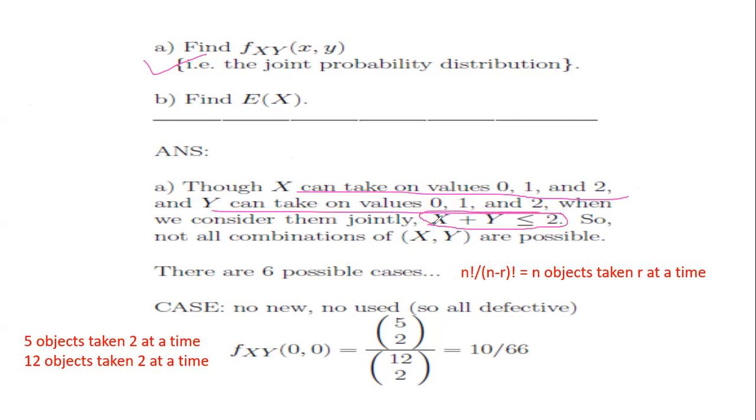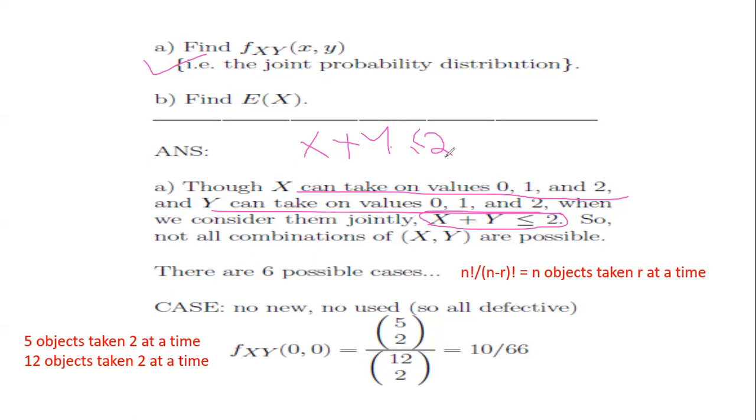Why is that? You might be tempted to say X plus Y is less than or equal to 4, but I am only selecting two batteries. At the most, I can have a value of 2, of either X or Y. So that's why X plus Y is less than or equal to 2. I am always selecting no more than two. How can I have 3 there?